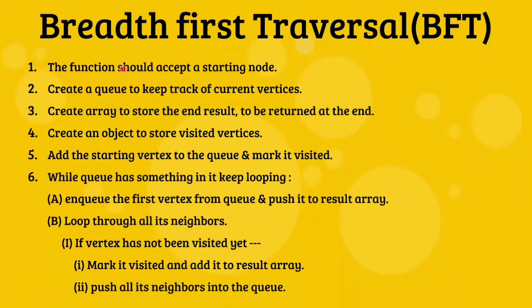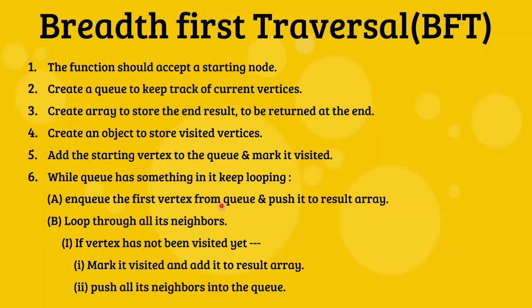Here, we will firstly create a function that should accept the starting node. Then we will create a queue to keep track of current vertices. Once that is done, we will create an array to store the result to be returned at the end. And along with that, we will create an object to store visited vertices. So with this, our declaration part is done. Then we will add the starting vertex to the queue and mark it visited. And then we will keep on looping inside the queue and enqueue the first vertex from the queue and push it into the resultant array.